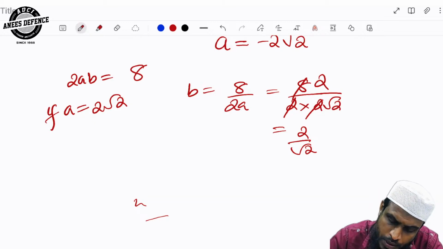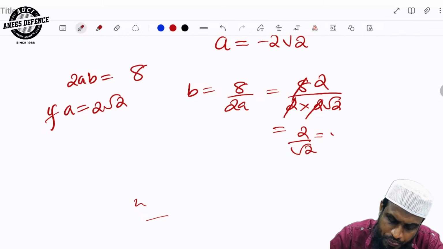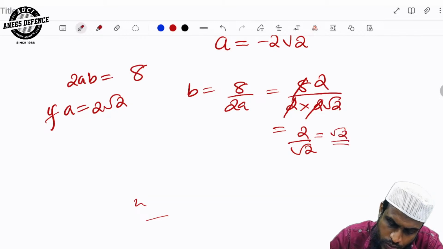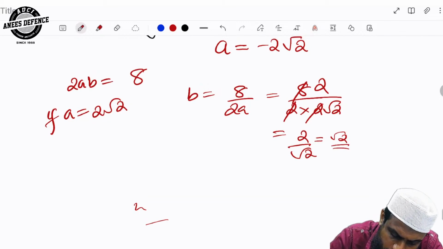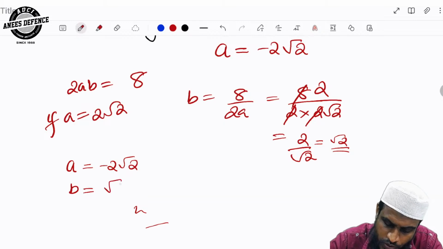You are getting b equal to 2 by root 2. So 2 can be written as root 2 into root 2. So b will become root 2. So we are getting a combination like this: a equal to 2 root 2, b equal to root 2.